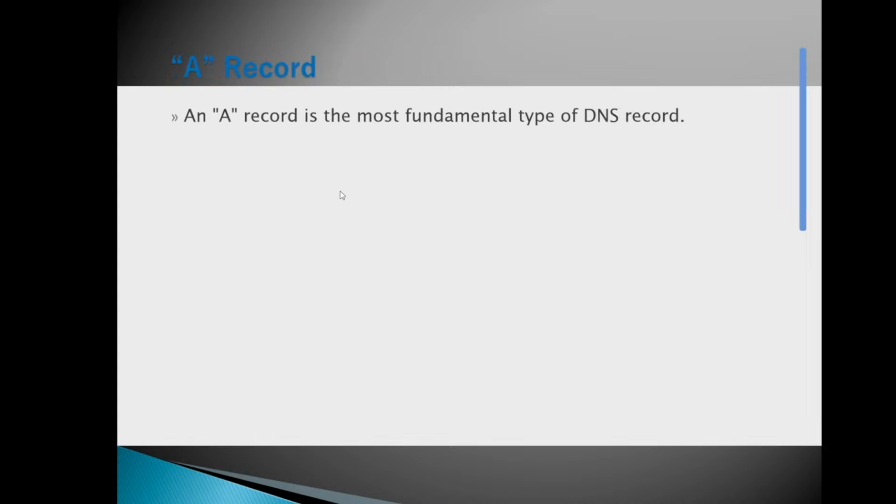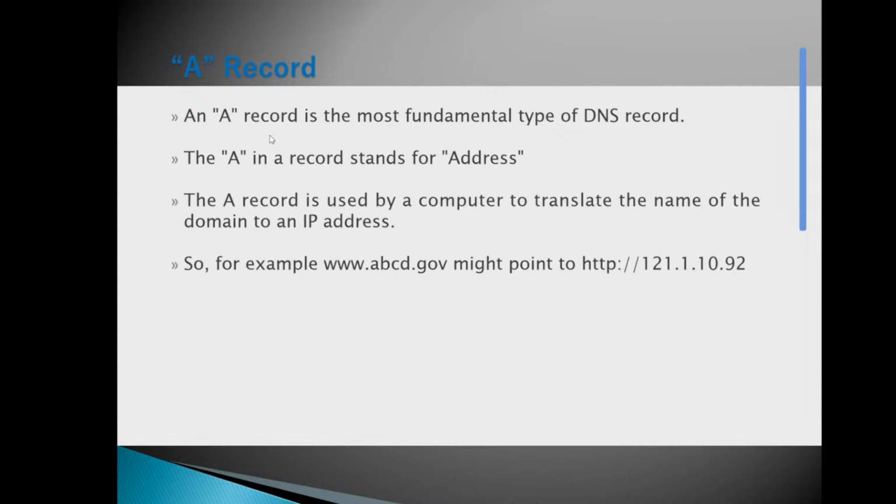Okay. So in your registrar, there is one more thing called records. What is a record? It's the information about your system, about your user or your website. An A record is a more fundamental type of DNS record. A stands for address. An A record is used by a computer to translate the name of a domain to an IP address. Just like abc.gov might be pointing to 121.1.10.92. So the A record is the most fundamental record you have to understand. A record is just like a phone book.